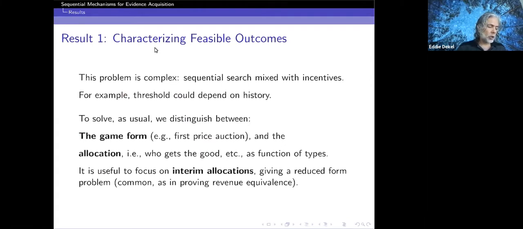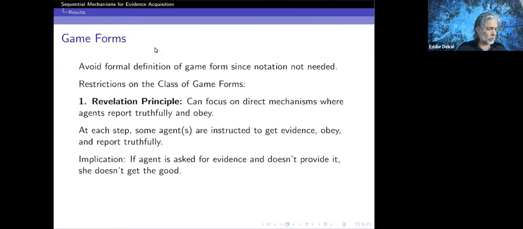So we're going to do, as is usual in mechanism design, a two-stage process. First, we're going to look at the structure of the game. What can we say about the optimal structure of the game? And then we're going to look at the actual optimal allocation that arises. And it turns out, like in many other mechanism design problems, it's useful to look at interim allocations. You'll see why in a bit, but we're going to get there. It turns out that that helps us a lot, and that's what we're going to use to characterize the feasible outcomes.